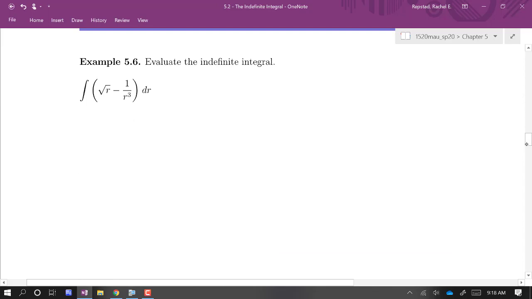All right, we're going to evaluate this indefinite integral, and just like we did when we were doing some antiderivatives, and just like we've always done when we're taking derivatives, I'm going to write this in a power rule friendly form. The square root of r is r to the 1/2. 1 over r cubed is r to the -3 dr. I'm going to split up this integral over subtraction.